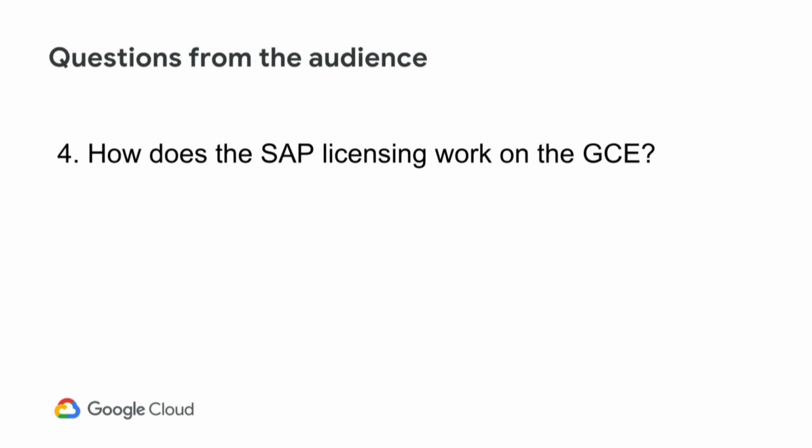Okay, the next one. So how does SAP licensing work on GCE? All right, so the model is mainly based on bring your own license. So you have to work with your SAP representative, get the license that you need to run on Google Cloud, and then those licenses are certified to also be hosted on Google Cloud. Okay, great.